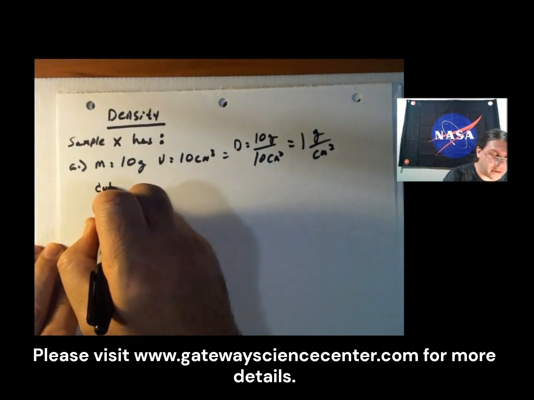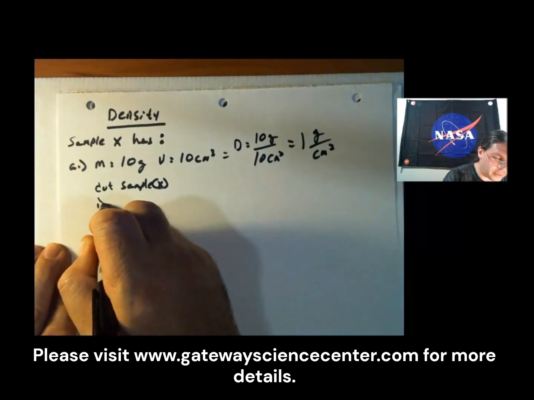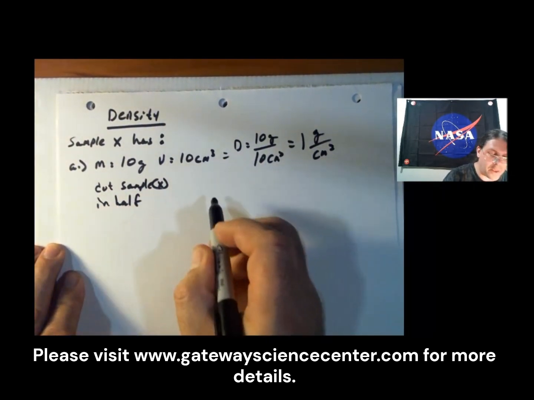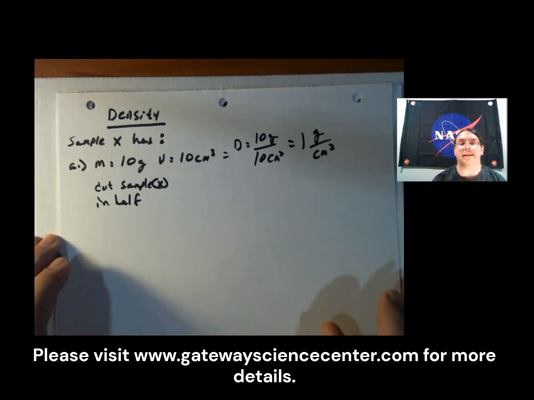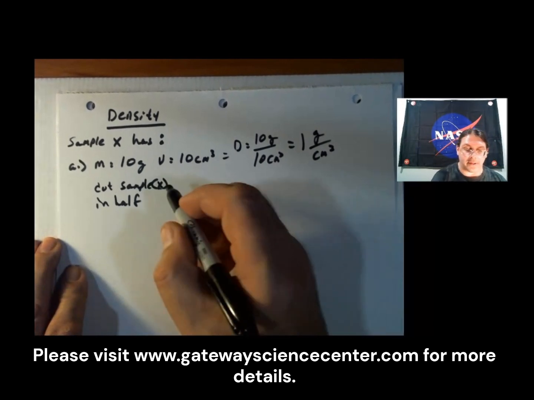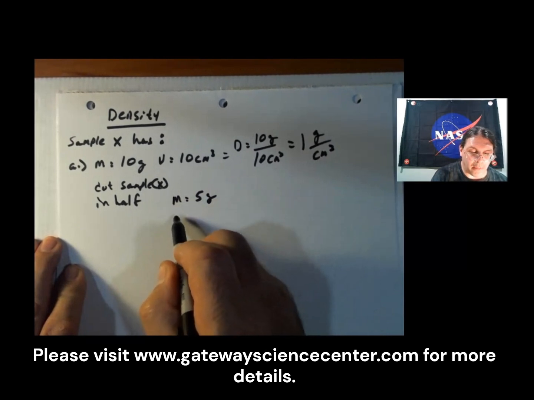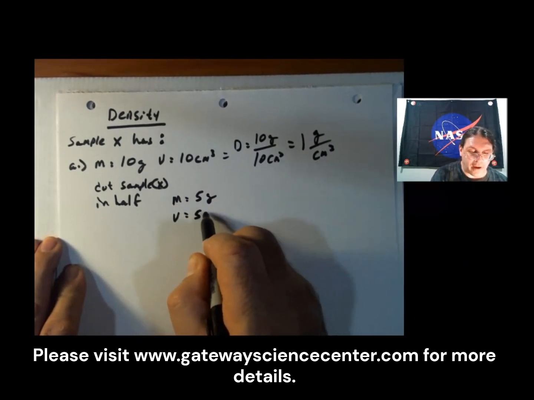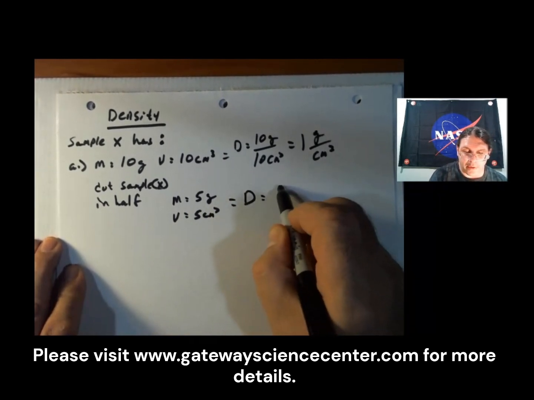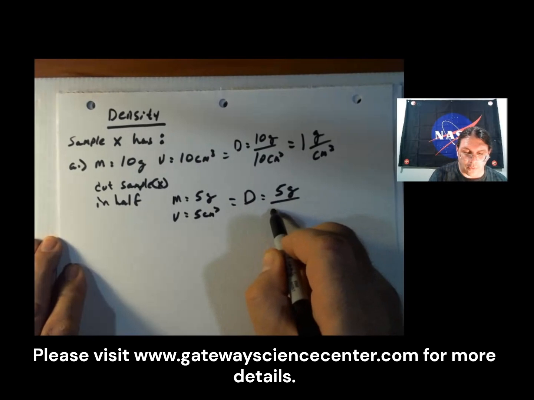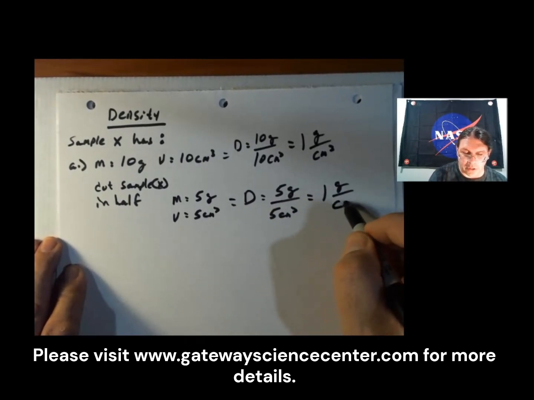Let's cut sample X in half. What happens? Well, when you do this, the mass and the volume break down proportionately. That means my mass now goes to 5 grams and my volume now goes to 5 centimeters cubed. So when I work the density, I get 5 grams over 5 centimeters cubed, which is 1 gram per centimeter cubed.